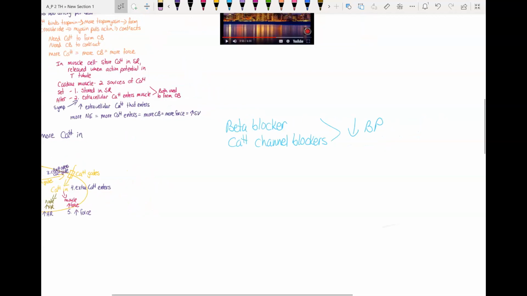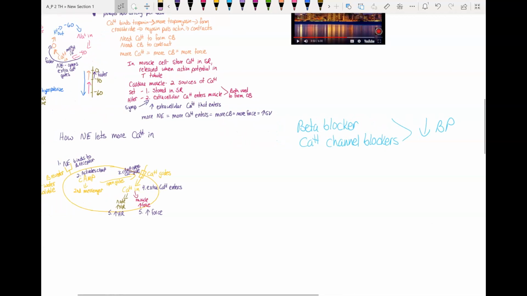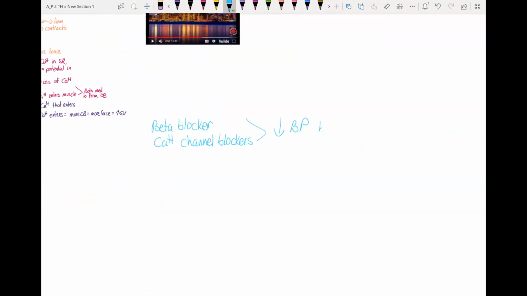And the way they reduce blood pressure: your blood pressure is related to your heart rate and your stroke volume. So if you can reduce heart rate and stroke volume, you will reduce blood pressure. So they reduce blood pressure by reducing heart rate and stroke volume. Well, you can do that by blocking the extra calcium that norepinephrine causes.